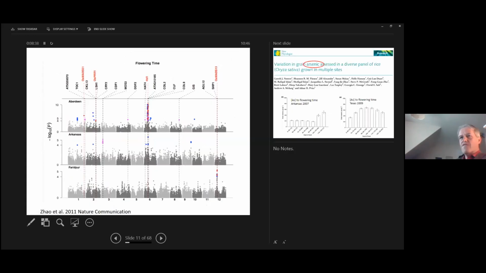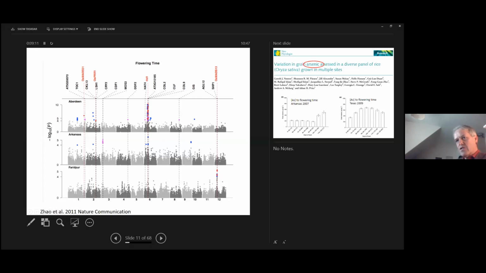This is the result of one of the traits that we helped them measure. We measured flowering time in Aberdeen and measured flowering time in Faridpur. And this is the way that these QTL results are presented, for those who are not familiar with association mapping. Here we have the 12 chromosomes of rice along this axis, and on this axis we have a test statistic. Each dot is a different marker, so there should be 44,000 dots on here.